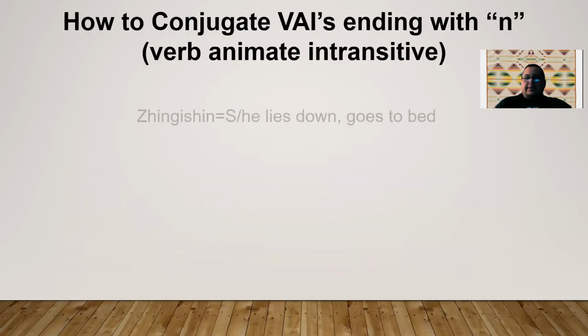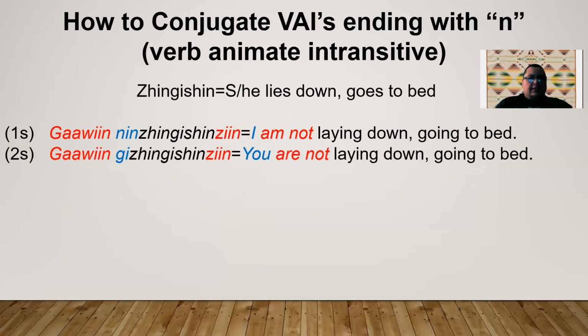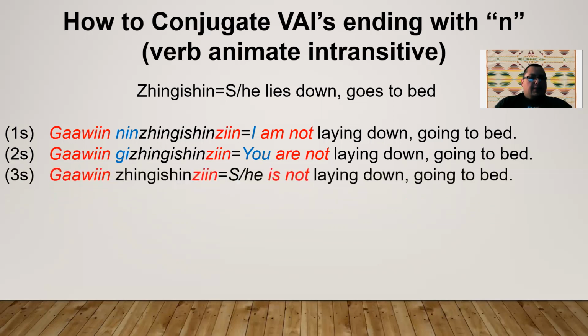All right, two more examples. Zhingishin, he lies down or goes to bed. Talking about myself. Gawin nin zhingishinzin. I am not laying down or I am not going to bed. Second person singular, talking about you. Gawin gizhingishinzin. You are not laying down or going to bed. Third person singular, she or he is not. Gawin zhingishinzin. She is not laying down or going to bed.